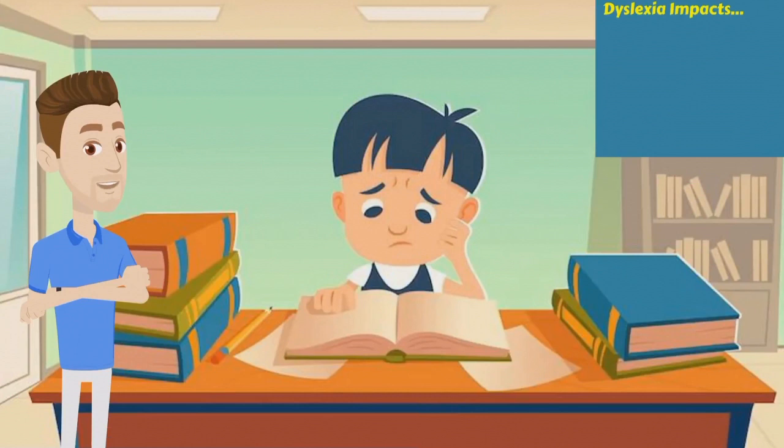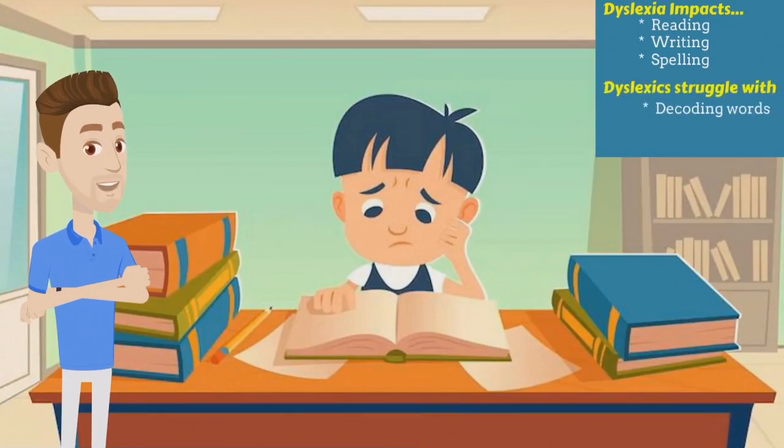Dyslexia is a language-based learning disability that affects a student's ability to read, write and spell words accurately. People with dyslexia may struggle with decoding words, reading fluency and comprehension.